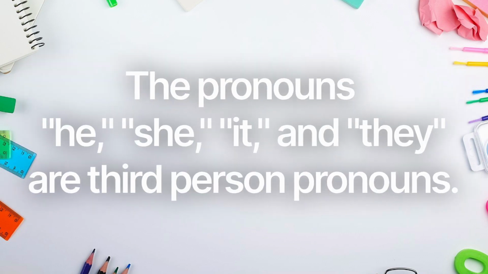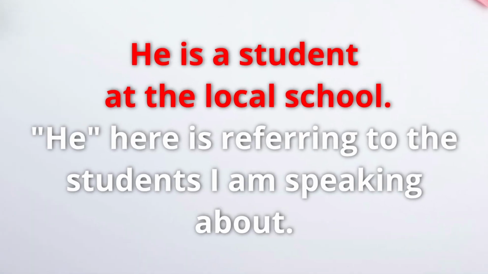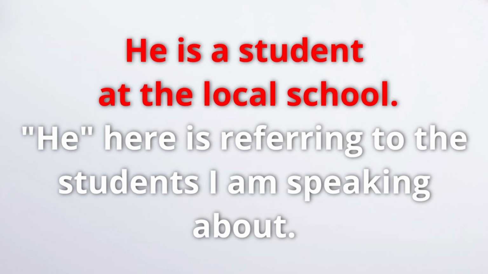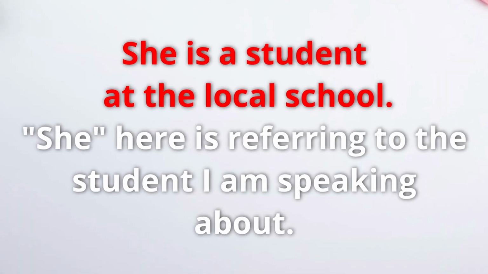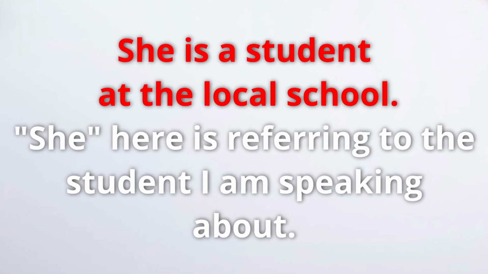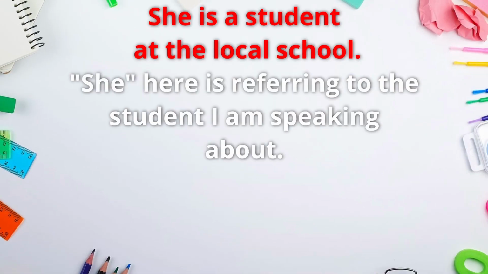The pronouns he, she, it, and they are third person pronouns. He is a student at the local school. He here is referring to the student I am speaking about. She is a student at the local school. She here is referring to the student I am speaking about.